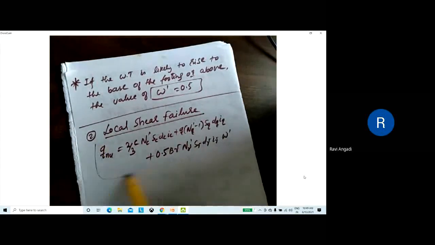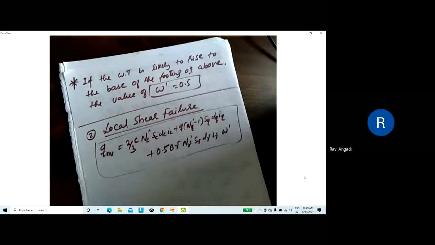I hope you understood this one for the local shear failure. See how many equations you have to remember.